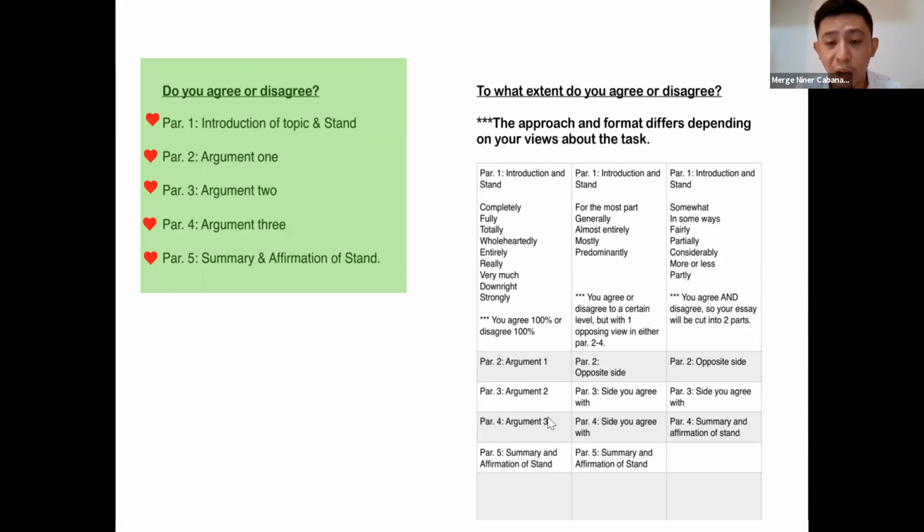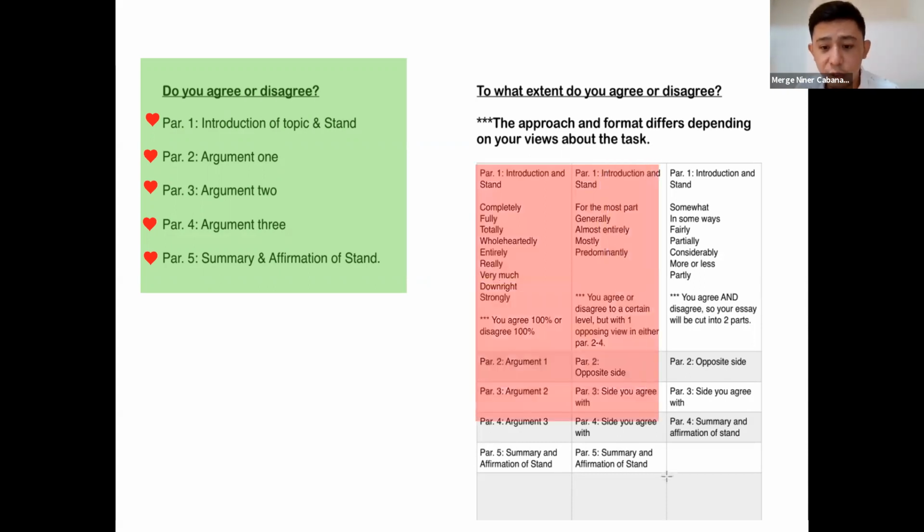You see how bulky your to what extent is? You see how big it is as compared to the table of do you agree, disagree? That's the one that I would like to point out. It is not a guarantee that your question could be easy just because of the topic. It is going to be difficult because of the different types and formats that you can choose from.